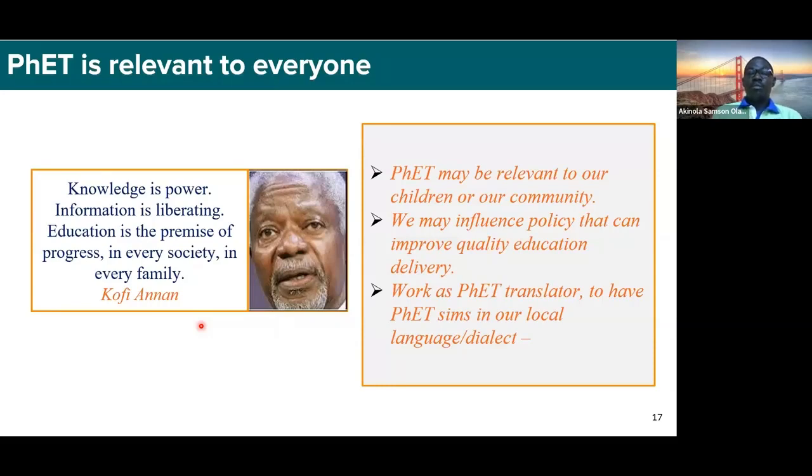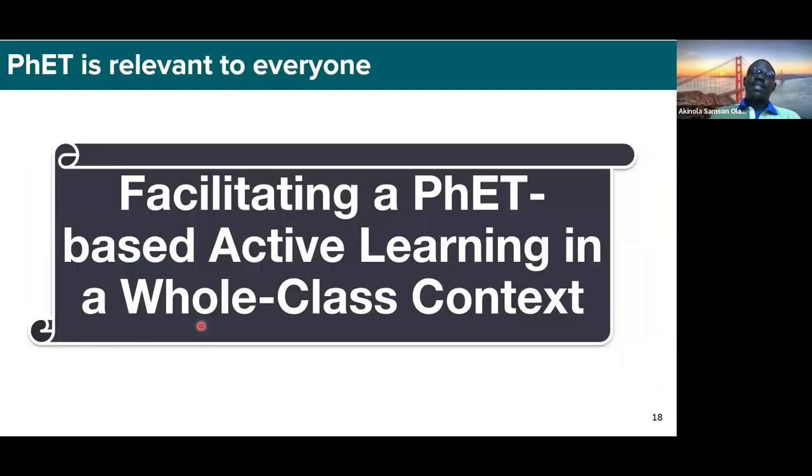Now, PhETs may not necessarily be relevant to an individual, but definitely it will be relevant to maybe a child of a professor of law, or to a community where that professor operates, and so they can contribute positively to the development of PhETs. We may also influence policy that can improve quality of education if we see PhET as a very worthwhile tool. And we can also work as PhET translators, even to have PhET sims in our local languages and dialects. I believe this is what concerns everybody, and everybody can fit into one or two areas of this PhET activity. Now, facilitating PhET-based active learning in a whole class context.